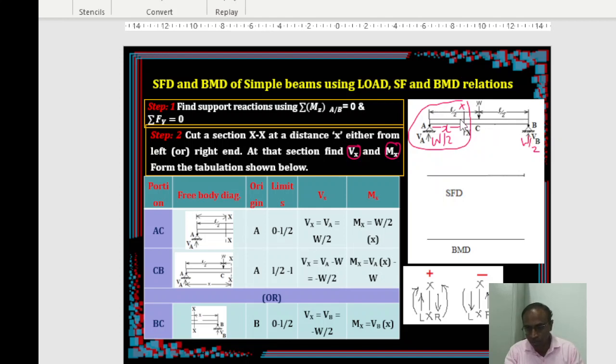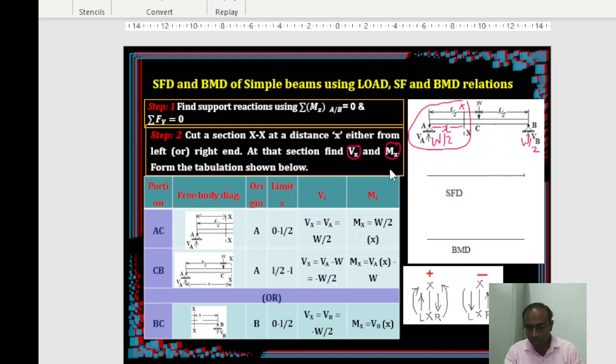So your focus is on this only. So in your free body diagram, once your Vx and Mx is ready, you can easily get the values at any desired location. So for that, what I am doing is I am making a tabular form.